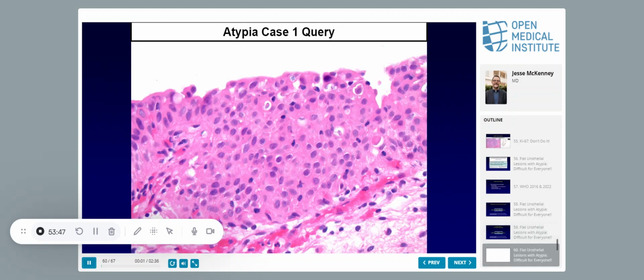So I'm going to just show you a couple. We're going to wind up with a couple of cases that I think are in this spectrum. What is this?